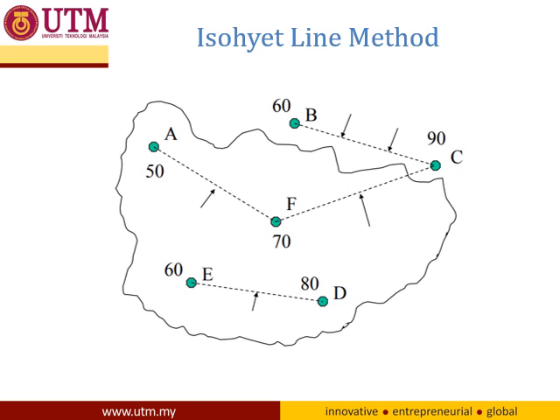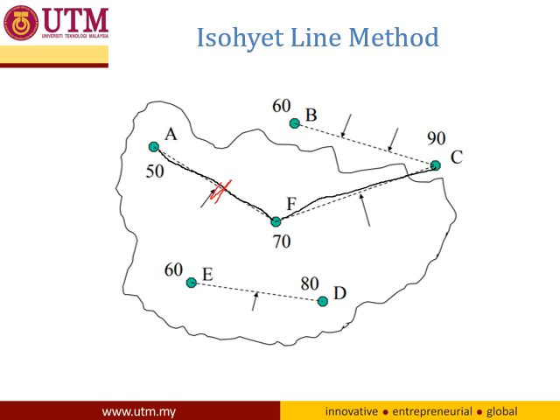Okay, so how do you construct the Isohyet line? For example, the first step is you need to make a connection line between each station. From there you need to try to estimate. For example, you want to get the Isohyet line for 60 millimeter rainfall.